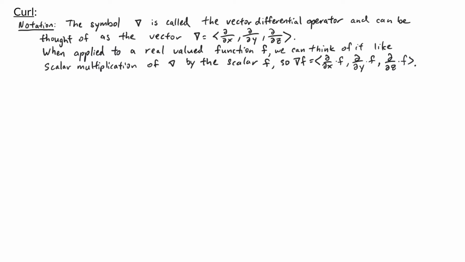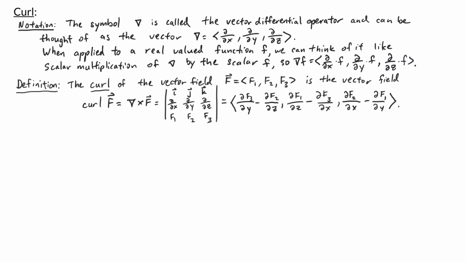Now, since we're thinking about this del operator as a vector, we can do other vector operations with it. For example, we can take the cross product of it with another vector, or take the dot product of it with another vector. In this video, we'll take a look at what it means to take the cross product between the del operator and a vector field f.